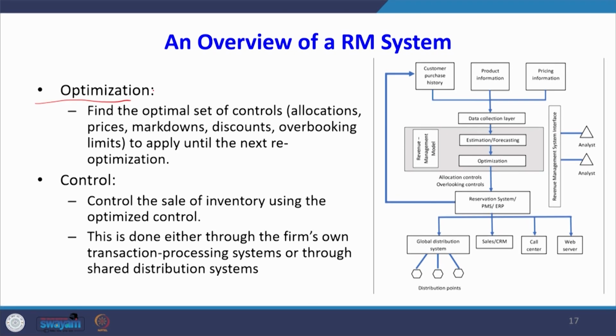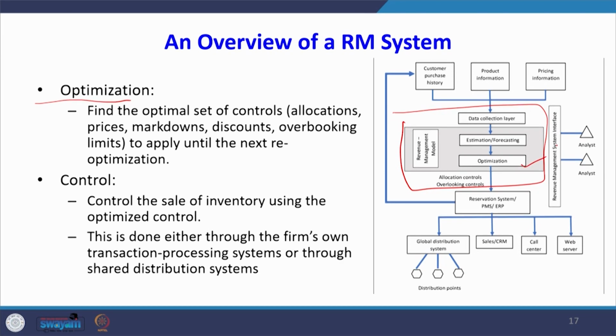What we are discussing in the optimization part is finding the optimal set of controls, like allocation of seats, fixing the prices, markdowns (reducing the prices, giving discounts), and overbooking limits, to apply until the next re-optimization. The core of a revenue management system is optimization.